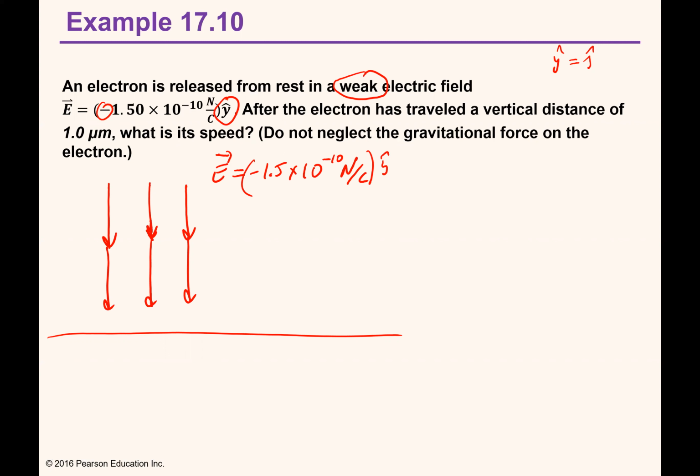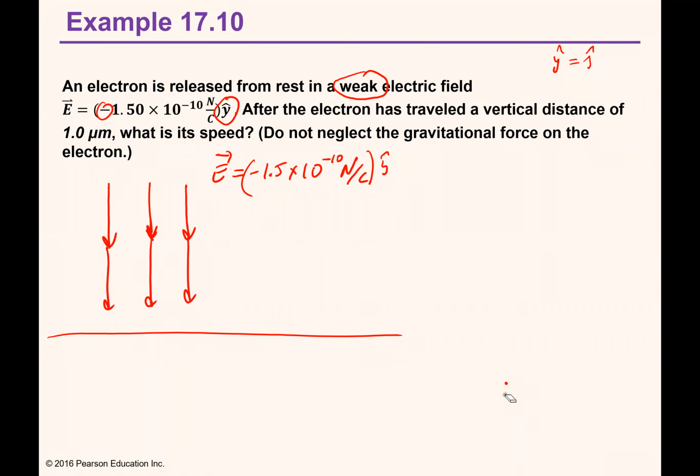Okay. Now what I have here is this. You have an electric field over there already due to some source, and then we're going to bring an electron and put it there. It says after the electron has traveled a vertical distance of 1 micrometer, what is its speed? What is the speed of the electron as it travels 1 micrometer in a vertical direction? And it also says do not neglect the gravitational force on the electron.